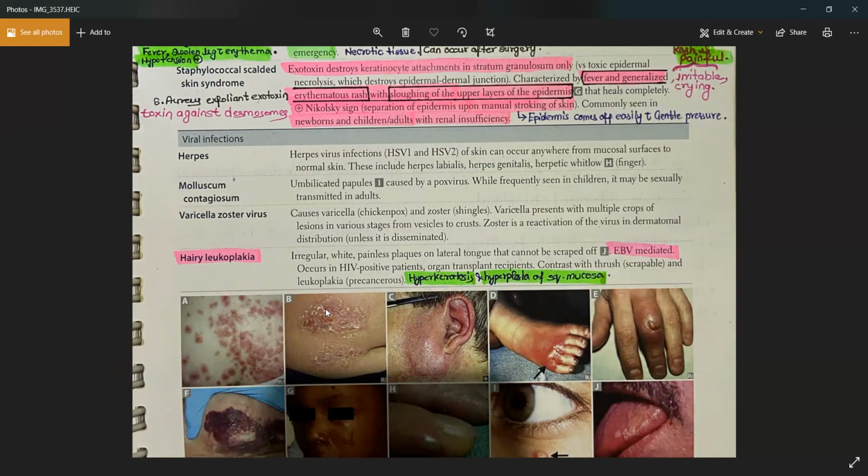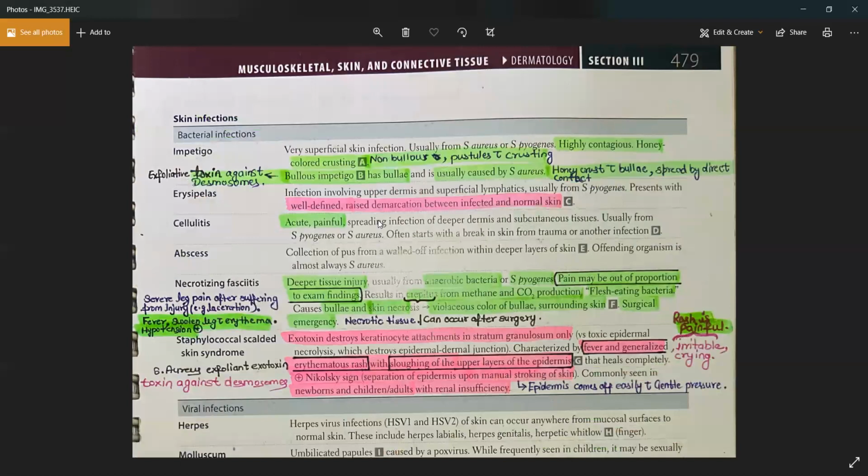Does anyone know why the patients are having the honey crusted lesions in case of Staphylococcus aureus impetigo? Why this honey color? Yellow colored pigment in Staph aureus. Exactly, because of the yellow colored pigment in Staph aureus. That's why impetigo caused by Staphylococcus aureus always has honey colored crusting, right? Because of the presence of these pigments. Very important. Without honey color, you will get Streptococcus pyogenes. With the honey color, you will get Staphylococcus aureus.